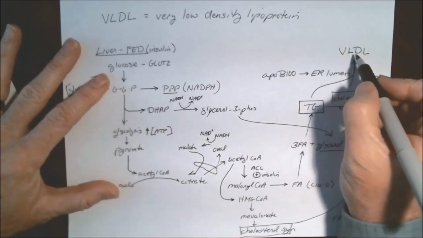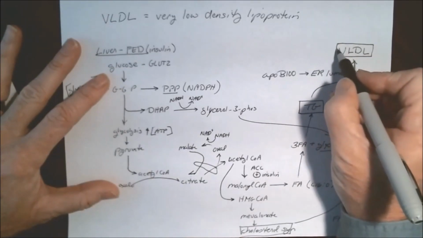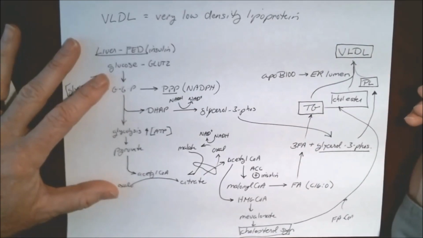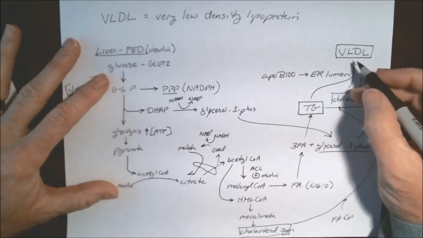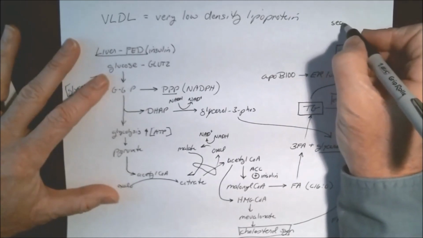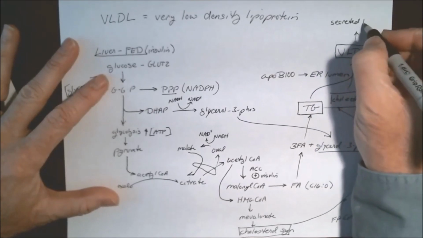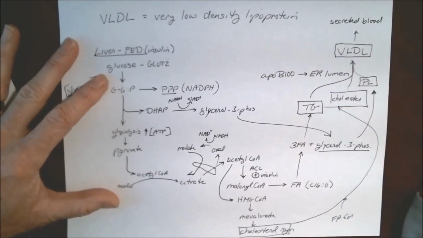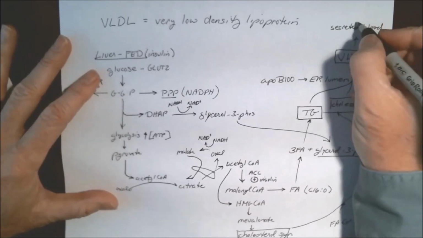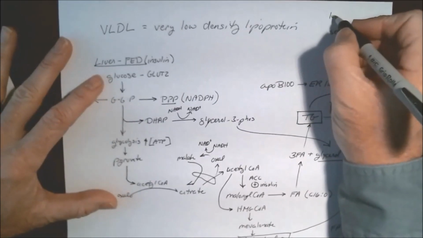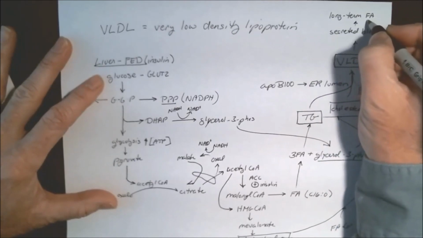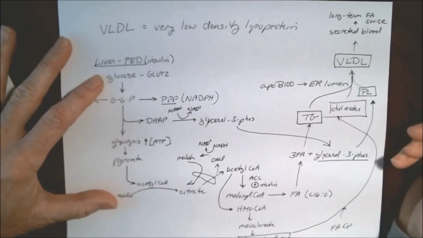Now, once we have the VLDL particle, which is, again, remember, about 10% the size of the chylomicron structure, this now can be secreted directly into the blood by the liver. This enters the blood, and now this is going to provide cells with a long-term fat source for energy.